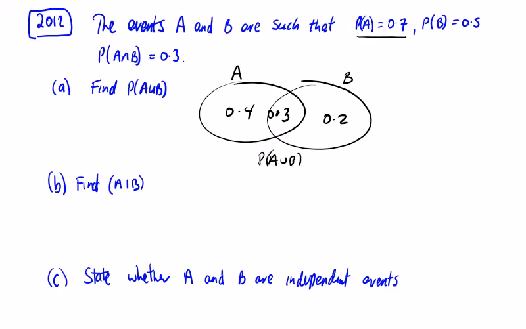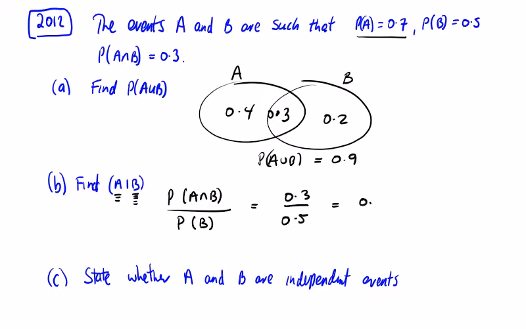So the probability of the union is just add them together. 4 and 3 is 7 and 2 is 9. It's equal to 0.9. The probability of A given B is a formula, which we'll look at in more detail at the end of this lesson. The probability of A given B is the probability of A intersection B over the probability of B, the probability of A happening given that B has already happened. So this is equal to 0.3 over 0.5, which is equal to 0.6, or 3 over 5.